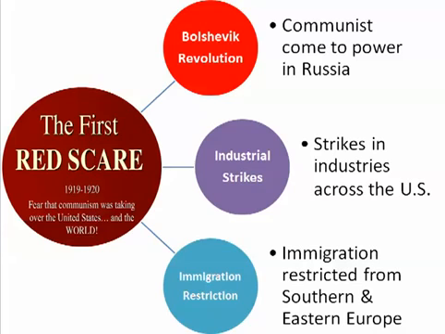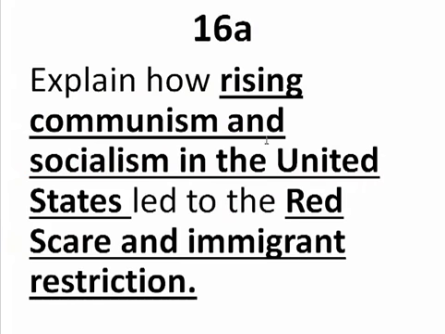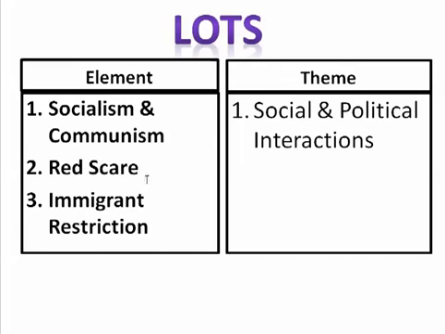So have we met our objective? Did we explain how the rise in communism and socialism in the United States led to a Red Scare and immigration restriction? I think we have. Raise your hand, ask questions in class. Good luck on the quiz, test, and the EOCT. And our elements are socialism and communism, how they rose, their rising popularity in the United States, the Red Scare of the 1920s, and immigration restriction. Social and political interactions are the themes.